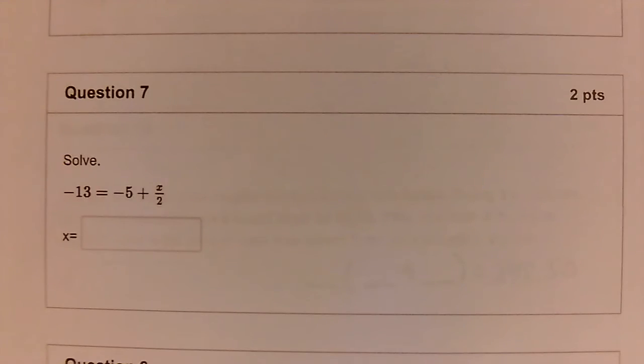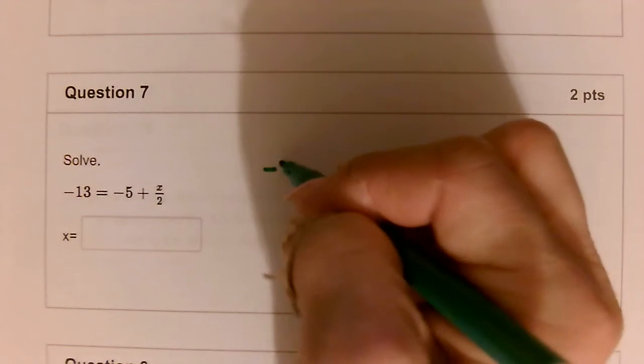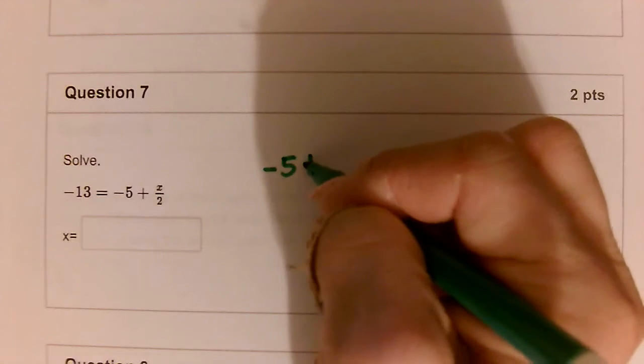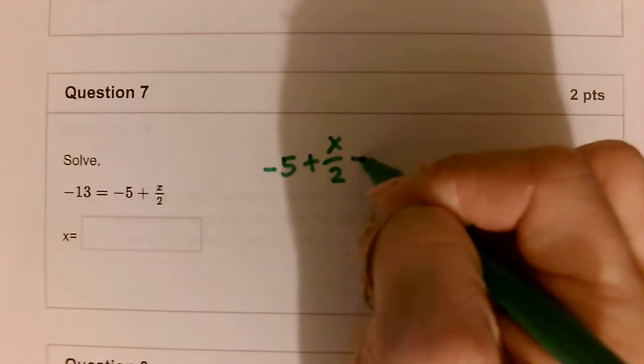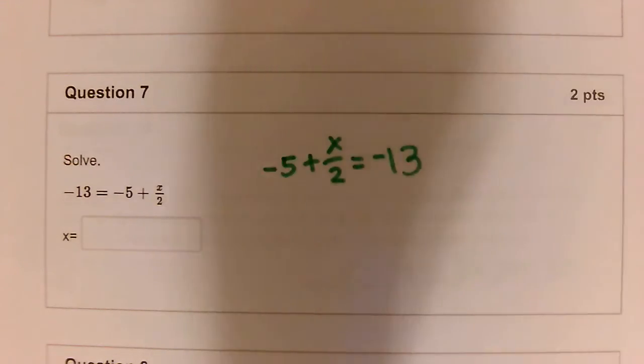Question 7. This is a two-step equation. Negative 13 equals negative 5 plus x over 2. Now, some people prefer to rewrite it in order for it to look like something they're more familiar with, and you can do that if you choose to solve it.